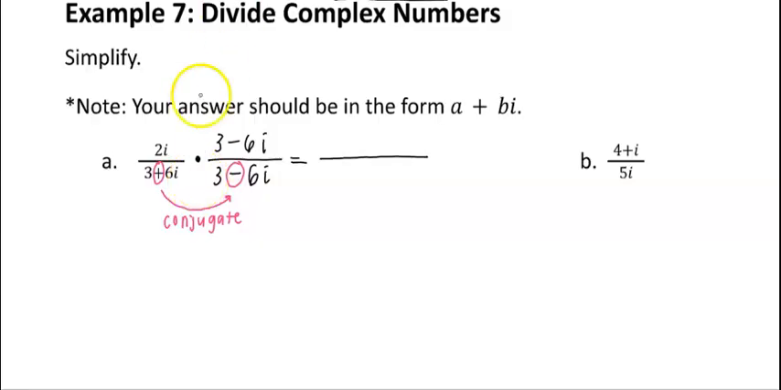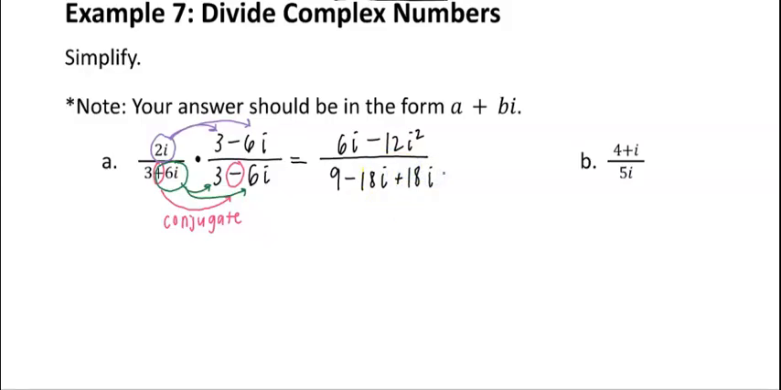So let's take a look. When we multiply 2I by 3 and negative 6I, we have to distribute, so we get 6I minus 12I squared on the top. On the bottom, we have to distribute two terms. We're going to distribute our 3 first, 3 times 3, and 3 times negative 6I, so that's 9 minus 18I. And then we distribute our other term, our positive 6I. When we distribute the positive 6I, we get positive 18I and negative 36I squared.